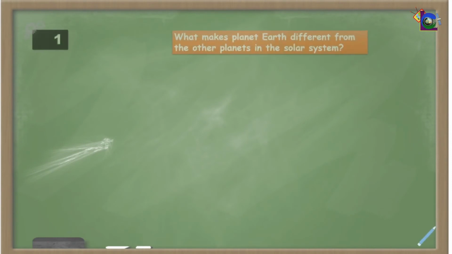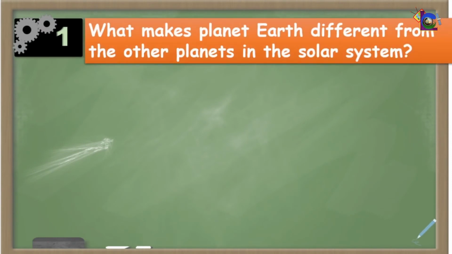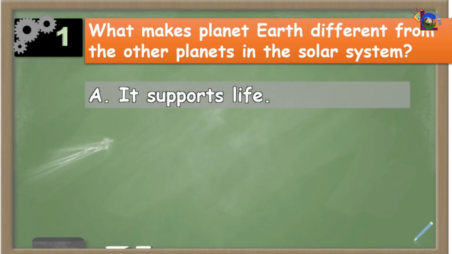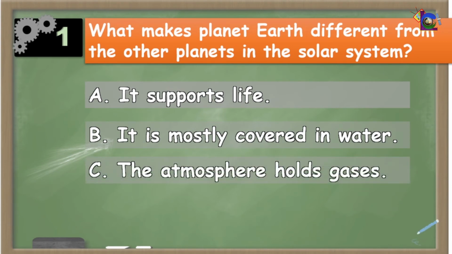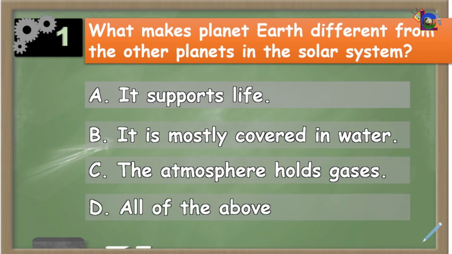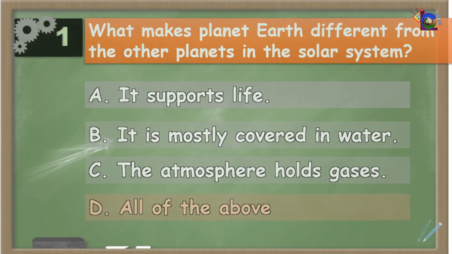Number 1. What makes the planet Earth different from the other planets in the solar system? Is it A, it supports life? B, it is mostly covered in water? C, the atmosphere holds gases? D, all of the above? The correct answer is letter D.